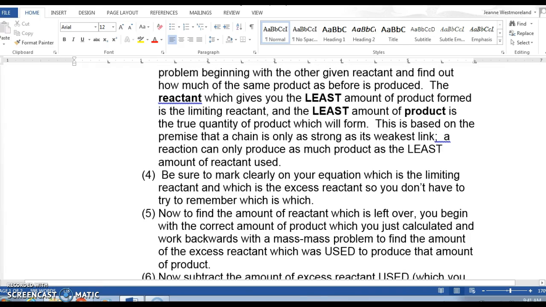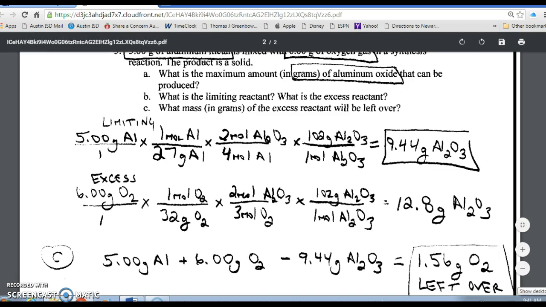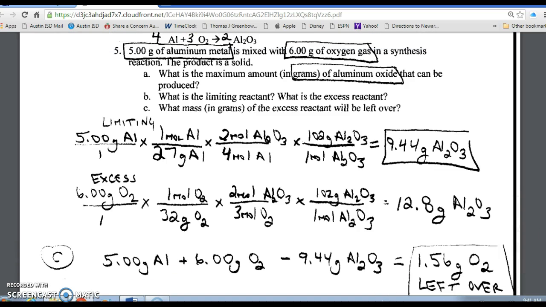So let me show you an example problem off of the mass volume limiting percent worksheet. So this is number 5 off of that worksheet. We have 5 grams of aluminum metal mixed with 6 grams of oxygen gas in a synthesis reaction. So the balanced chemical equation is above.